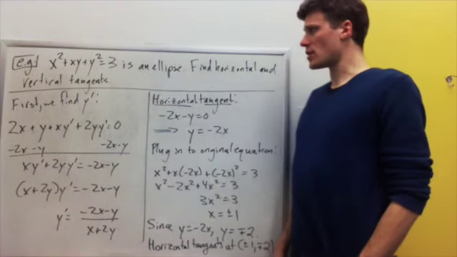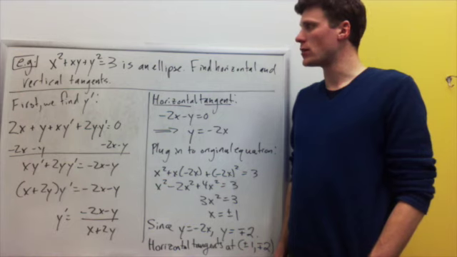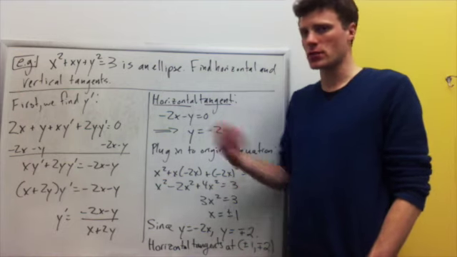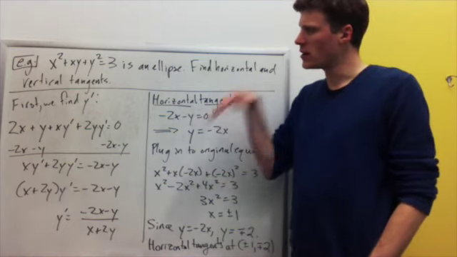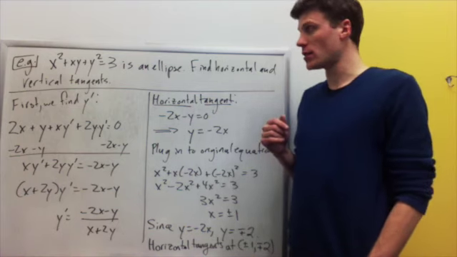Okay, so let's try this example. x squared plus xy plus y squared equal to 3 actually is the equation for an ellipse. It's not the standard sort of ellipse form. This guy is actually going to be an ellipse, sort of at an angle. So let's find the horizontal and vertical tangents of this ellipse.